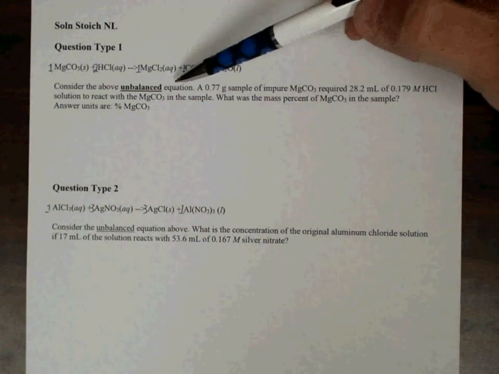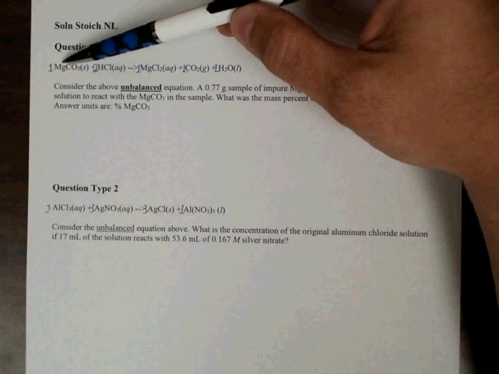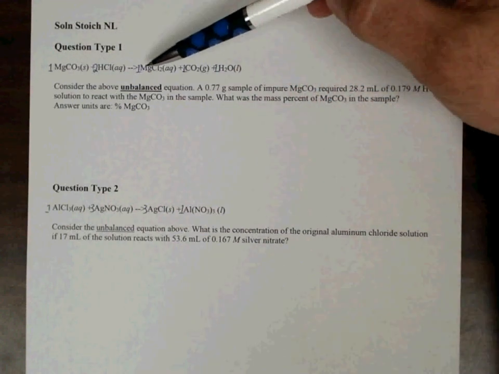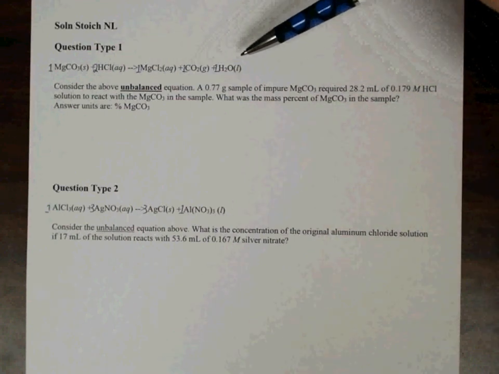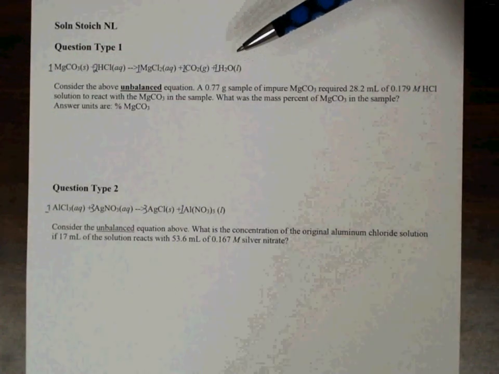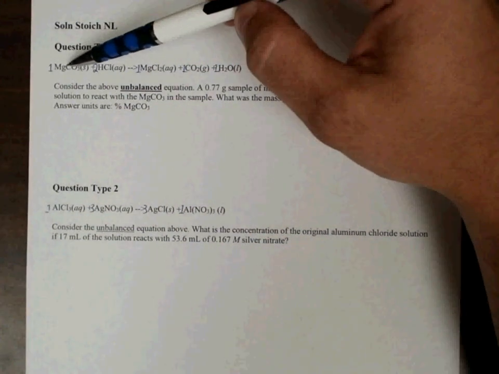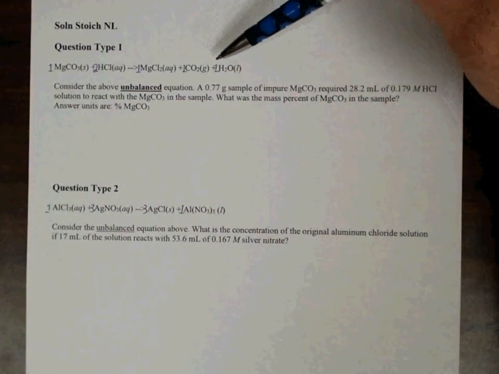This starts off by giving you an unbalanced equation, but I balanced it real quickly. So for every 1 mole of magnesium carbonate, there's 2 moles of hydrochloric acid. It gives you 1 mole of magnesium chloride, 1 mole of carbon dioxide, and 1 mole of water. And this is because the HCl and CO3 2 minus combined to form carbonic acid, which breaks down into CO2 and water.